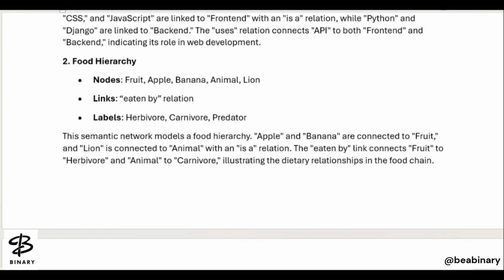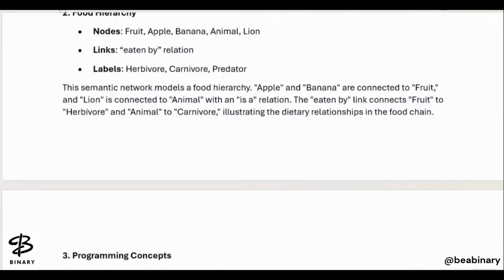Simply, in this semantic network model, we are talking about the food hierarchy where the apple and banana are connected to a fruit, and the lion is connected to an animal, with an is-a relationship, and the eaten-by link connects fruits to the herbivores and animals to the carnivores, illustrating the dietary relationship in the food chain. Or simply we are representing here a food chain in terms of a semantic network.